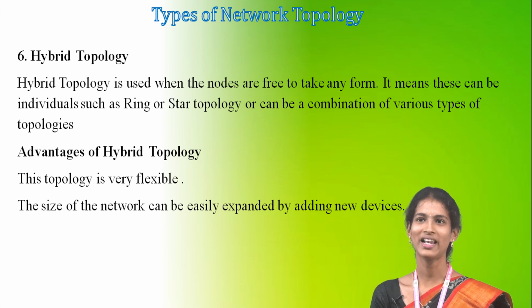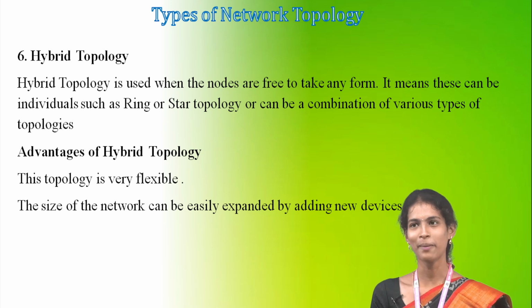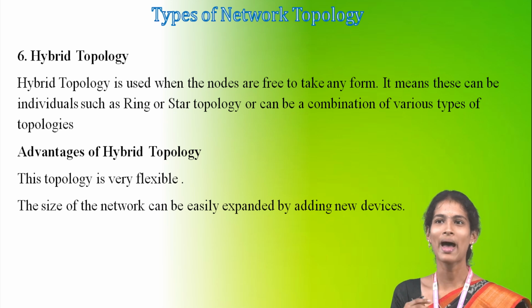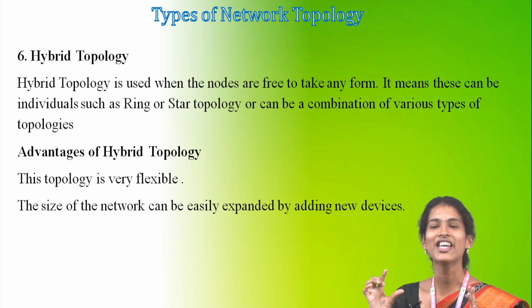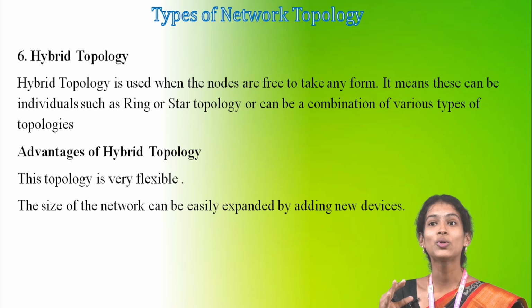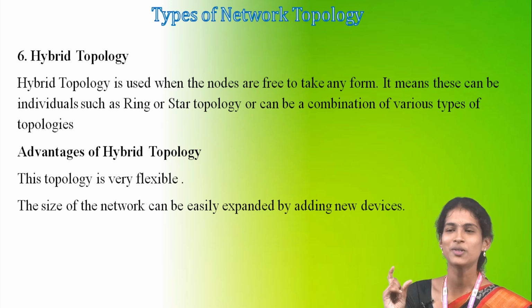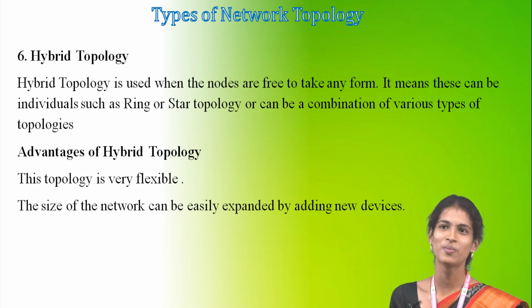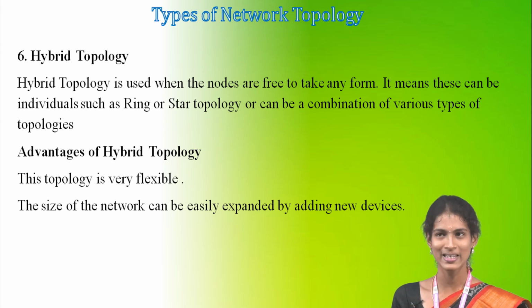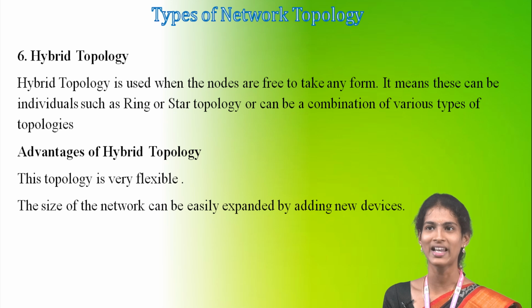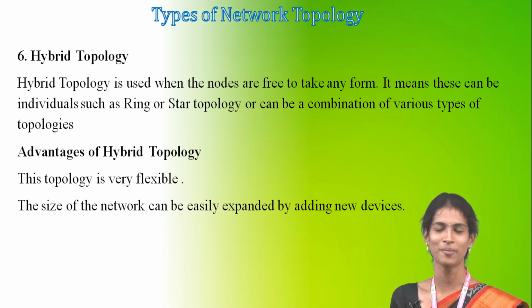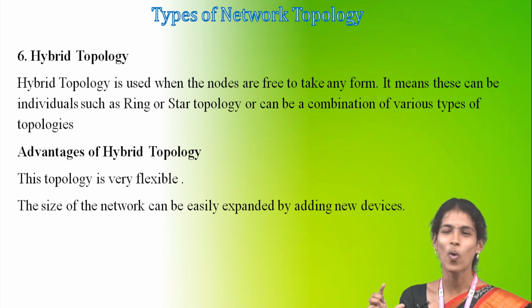Examples of hybrid topology. A common example of hybrid topology is a university campus network. The network may have a backbone of star topology with each building connected to the backbone through a switch or router. Within each building, there may be a bus or ring topology connecting the different rooms and offices. The wireless access points also create a mesh topology for wireless devices. This hybrid topology allows for efficient communication between different buildings while providing flexibility and redundancy within each building.